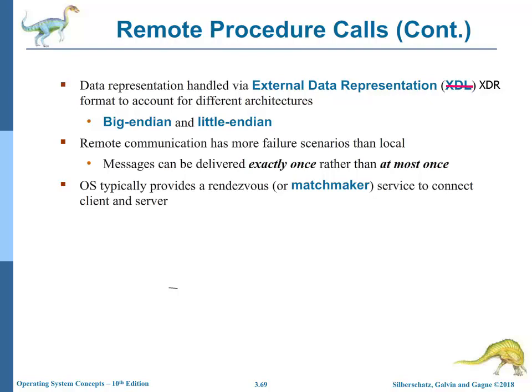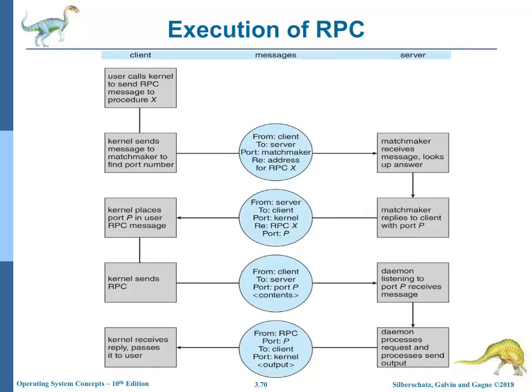The second approach is dynamic. Binding can be done dynamically by a rendezvous mechanism. Typically, an operating system provides a rendezvous, also called a matchmaker daemon, on a fixed RPC port. This figure shows a sample interaction. A client sends a message containing the name of the RPC to the rendezvous daemon, requesting the port address of the RPC it needs to execute.